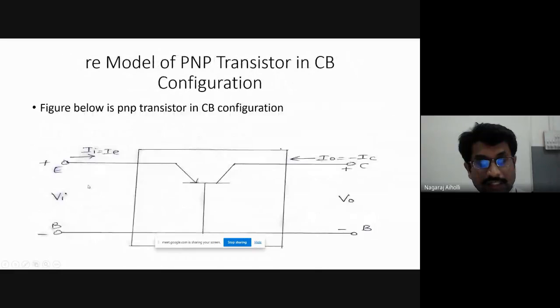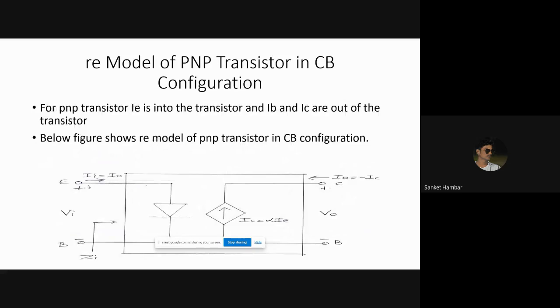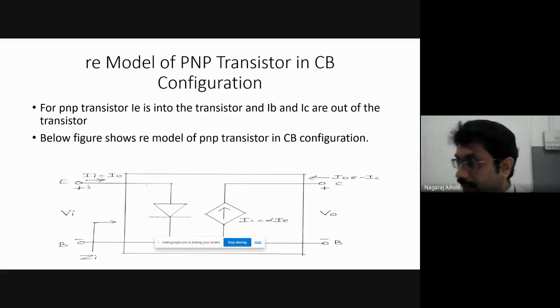Just do that and tell me the answer, students. How much are you getting? V naught is AV into VI, which is 279 millivolts, exactly. Similarly, find out the input current, II.